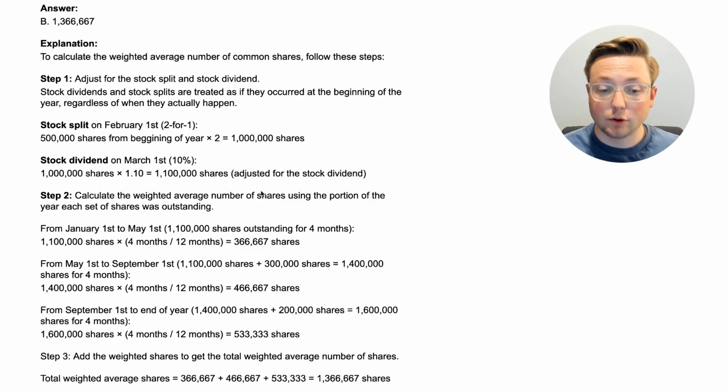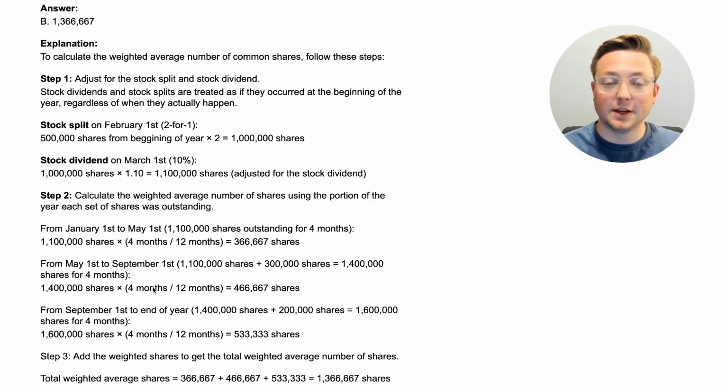And then there's this approach, which again, you can do either approach, where you take each amount for however many months it was there, and then when new shares are added or subtracted, that's then the new amount for however many months that it's there, and you multiply it by that amount of months.